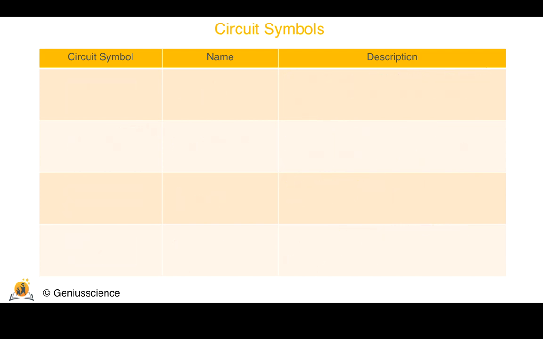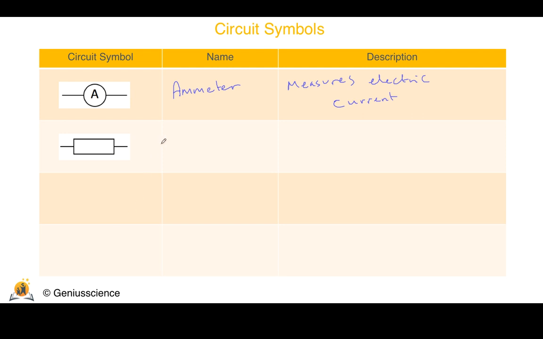Let's now move on to some more circuit symbols. Here we have an ammeter, which is a device that measures electric current. Another circuit symbol then, this time we have a resistor. A resistor limits the amount of current that flows through the circuit.